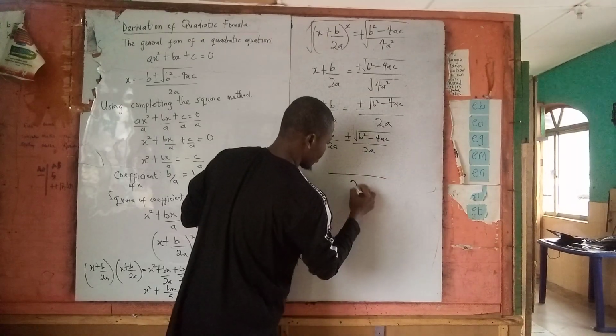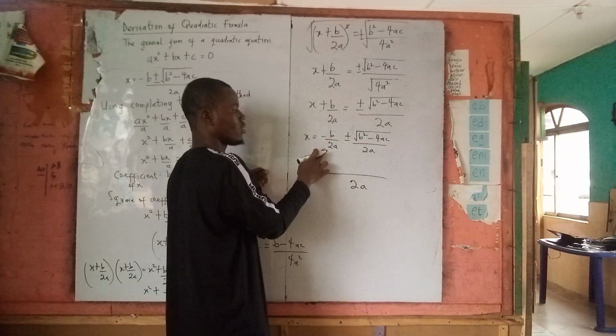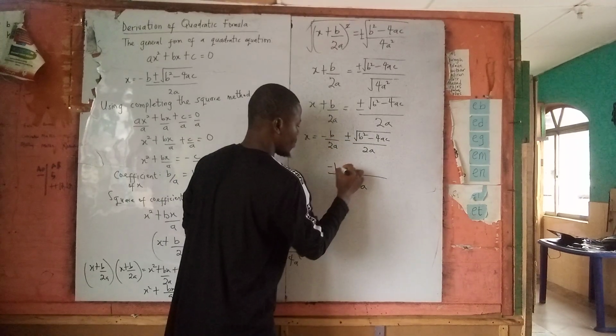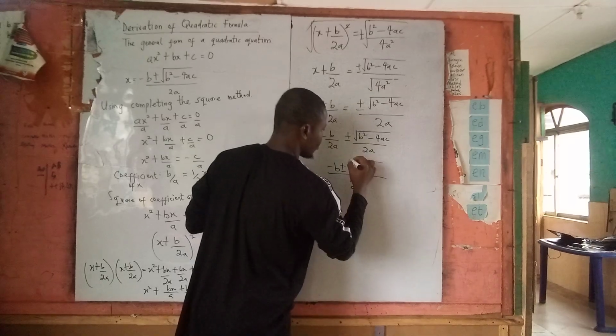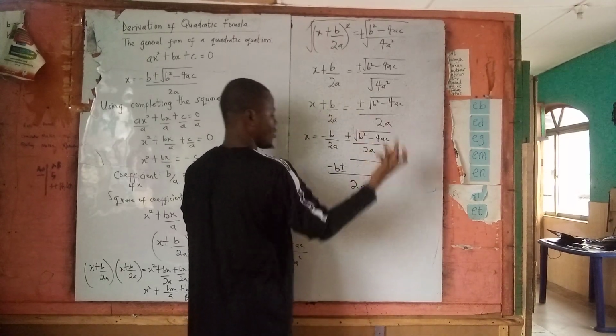So the LCM of 2a and 2a is still 2a. 2a divided by 2a, that is 1. 1 times minus b plus or minus the square root. The same thing, 2a divided by 2a is 1, 1 times whatever we have here. See, the same thing.